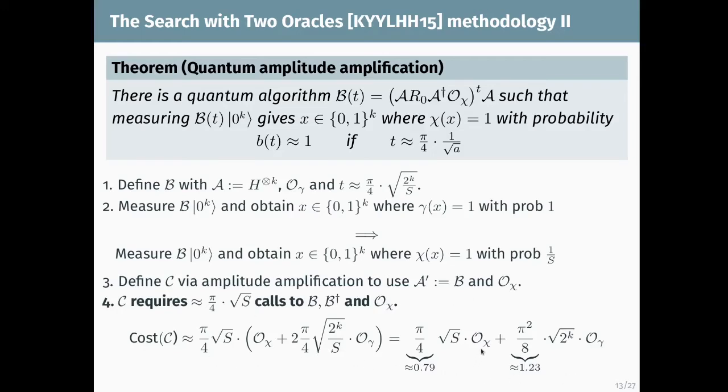So we can see the number of total calls to chi has been reduced, but we still have this query complexity of the square root of 2 to the k calls to the cheaper oracle, the gamma. But unfortunately, we have this constant increase here, and that's what the interpolation algorithm really does. It reduces this constant down from about 1.23 to 0.79, and we're going to just briefly go over that.